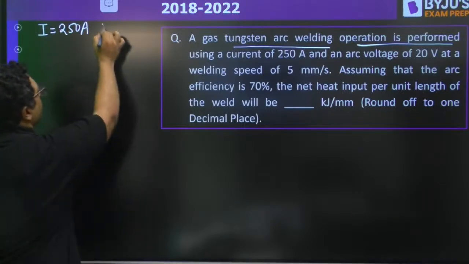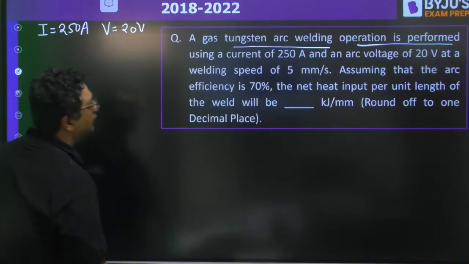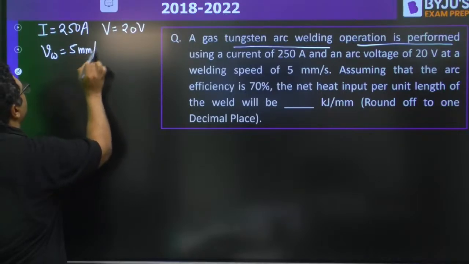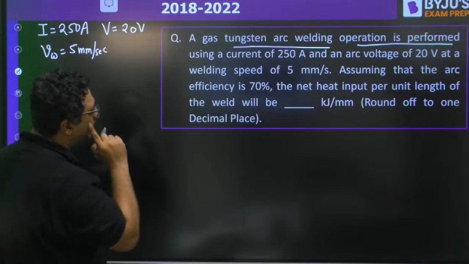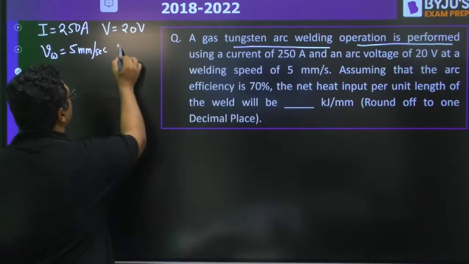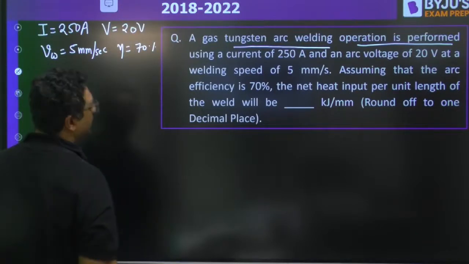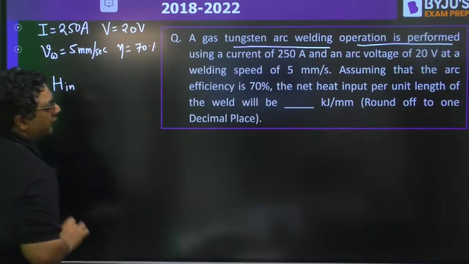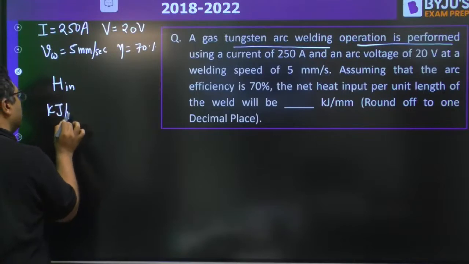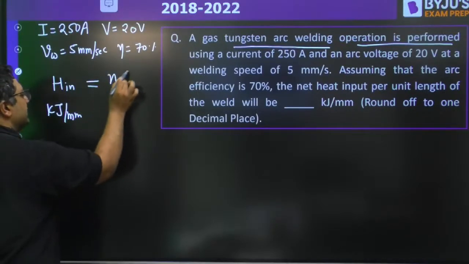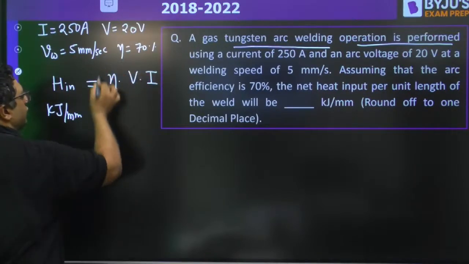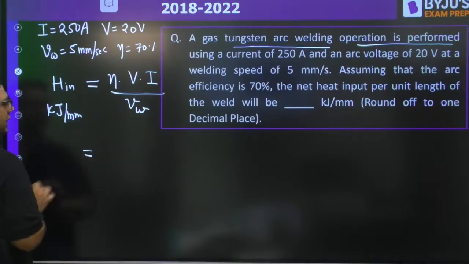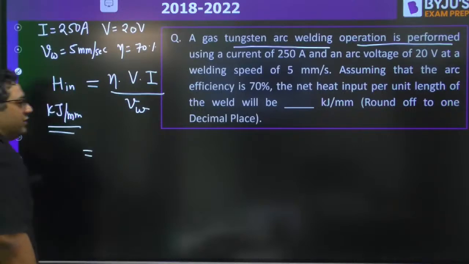250 amperes, arc voltage of 20 volts. We are going to have welding speed per second, assuming that the arc efficiency is 70%. It is a very similar question to the previous one. This time they are asking the net heat input, heat input in kilojoule per mm. So this time the formula is efficiency into voltage into current. This will give you joule per second, divided by velocity of welding. This is the way you will get the answer in kilojoule per mm. First of all, you need to convert.